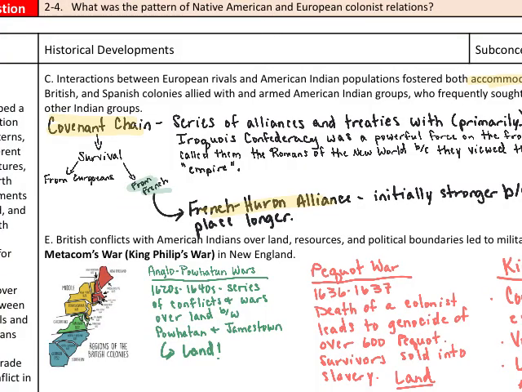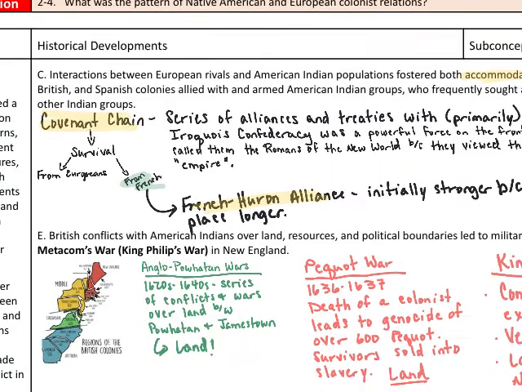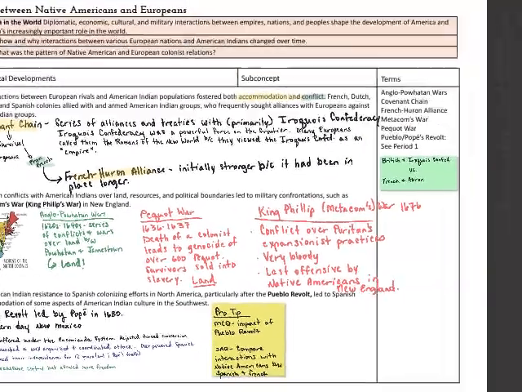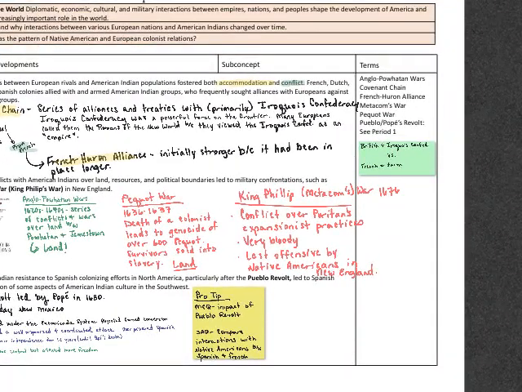Now, the French had their own alliance. It was called the French-Huron Alliance. Initially, the French-Huron Alliance is stronger than the Covenant Chain because it had been in place longer, but ultimately the Covenant Chain is going to be a little bit stronger, just because of size and scope and the amount of British that are present. So the alliances, it's almost like you have the British and the Iroquois Confederacy versus the French and the Huron.